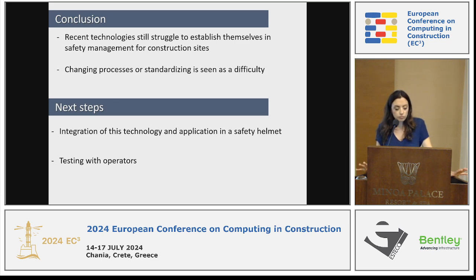To conclude, one of the conclusions that we reached, also because we started work at that construction site that you saw in the model at the beginning, is that it is well known that recent and latest technologies still struggle to enter the construction site, and more than all, the safety procedures, and that changing processes and standardizing them is seen as difficult. The next step that we would like to pursue is the integration of this technology and application in a whole safety helmet.